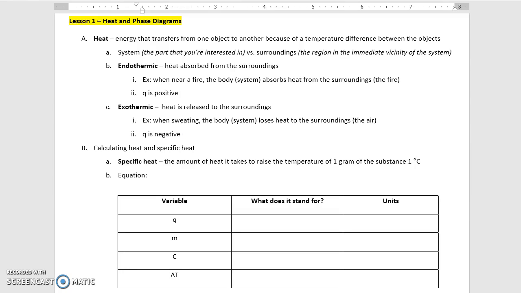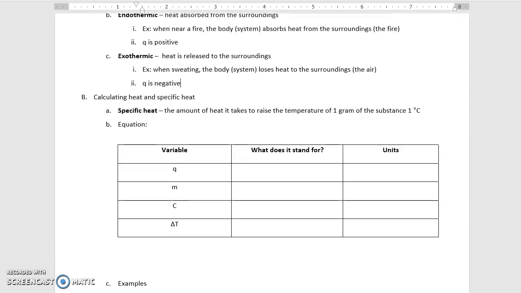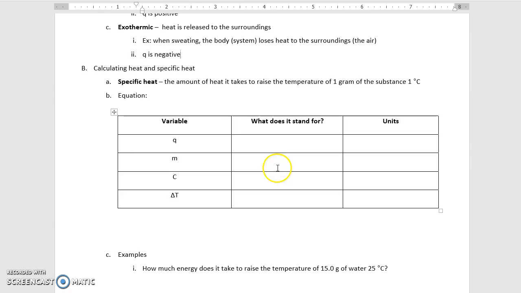Next we're going to talk about calculating heat and specific heat, now that we have those definitions down. Specific heat is the amount of heat it takes to raise the temperature of 1 gram of a certain substance 1 degree Celsius. This will be different for each substance, so it very much depends on the substance we have in play. We have an equation for this.